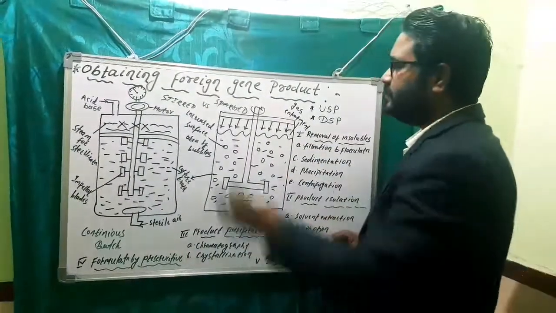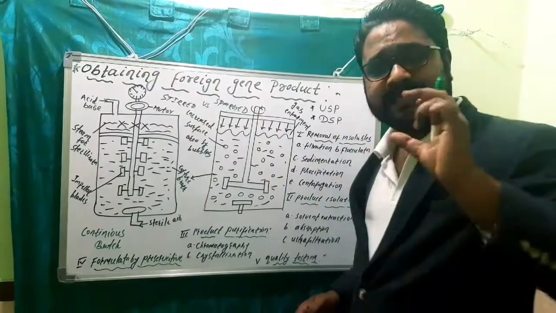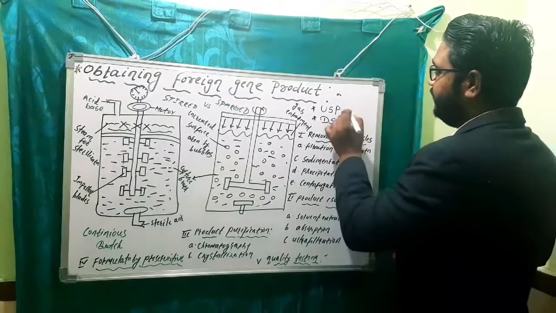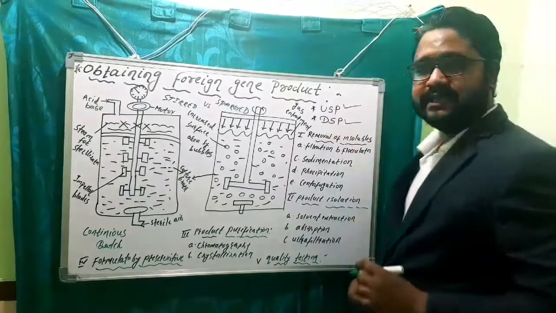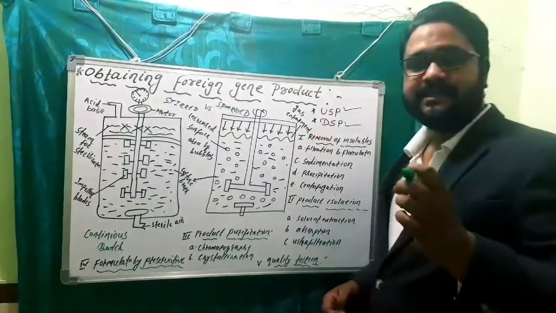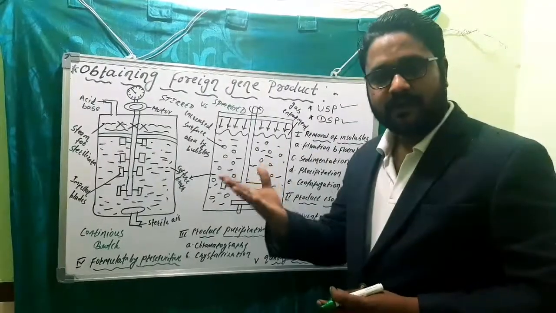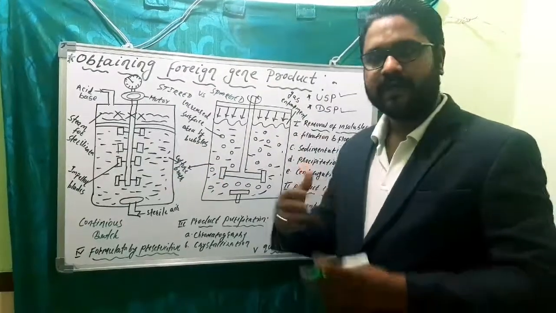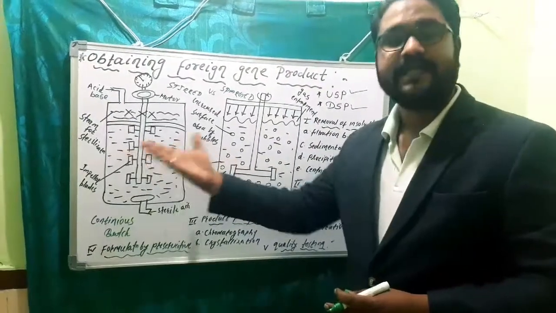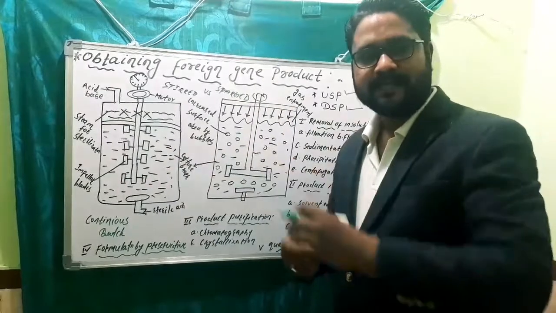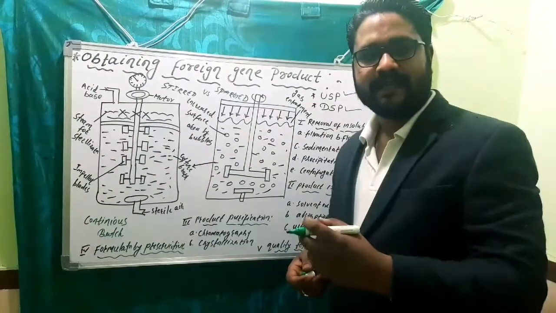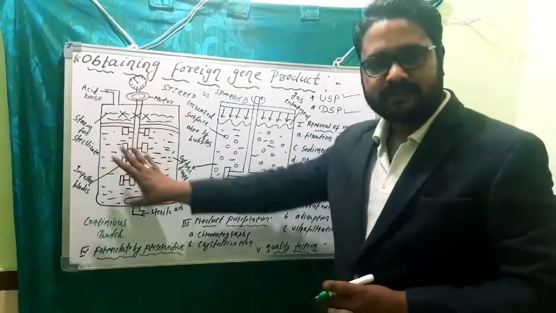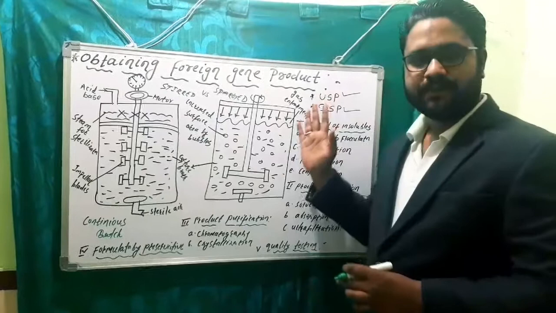Now come to how we obtain the foreign gene product. This is just the device. Two methods, two processes are there. One is USP, another one is DSP. USP is upstream processing. From the recombinant cell production with the desired gene, the product which we want, to the type of medium it requires, उस मीडियम का ऑप्टिमाइजेशन, उसकी ग्रोथ कंडीशन का ऑप्टिमाइजेशन and its production condition optimization, all these processes come under upstream processing.